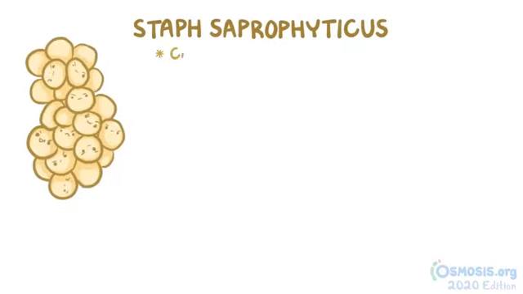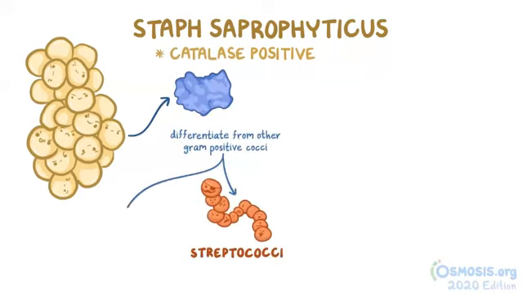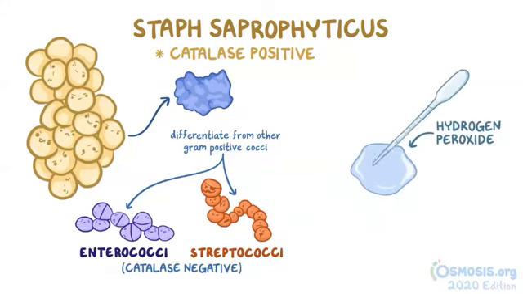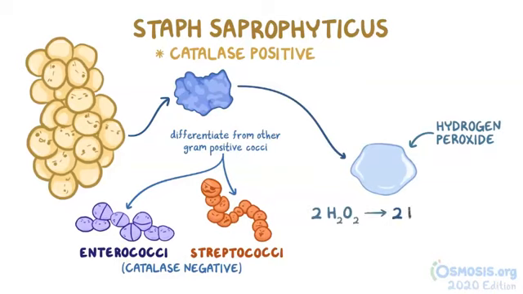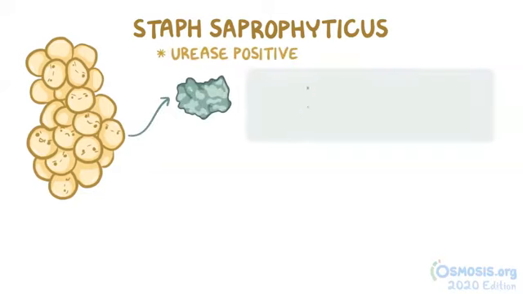Staph saprophiticus is catalase positive, so it makes an enzyme called catalase. We can use this to differentiate Staph saprophiticus from other gram-positive cocci, like streptococci and enterococci, which are catalase negative. To test for this, a few drops of hydrogen peroxide are added to the colony of the suspected bacteria. So, if the catalase is present, like in Staph saprophiticus, it makes hydrogen peroxide dissociate into water and oxygen, making the mixture foam.